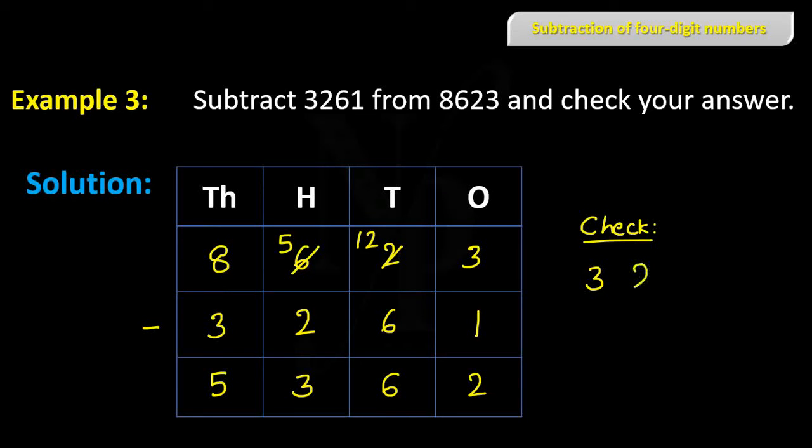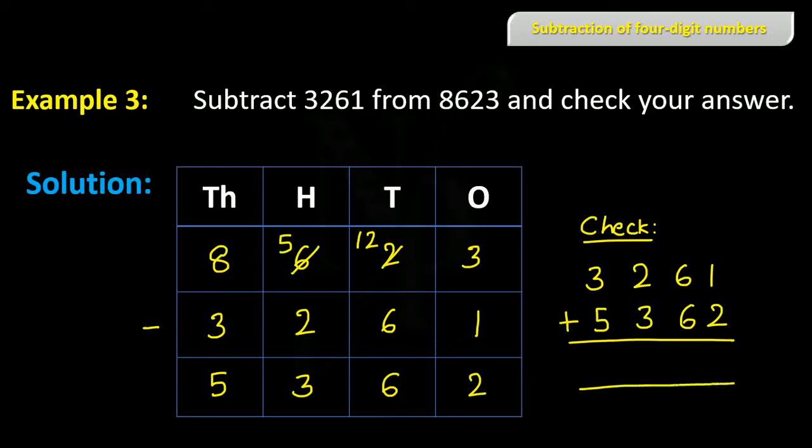Three thousand 261 plus 5362. Adding these two will give us a sum, and we will compare that sum with the number from which we have subtracted the other number. Let us add these two numbers.